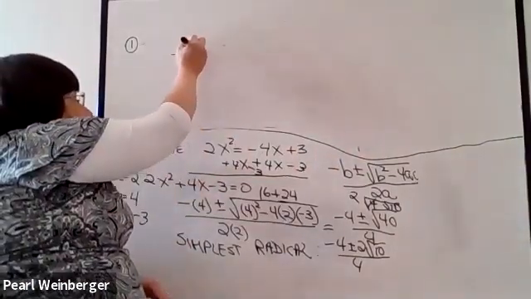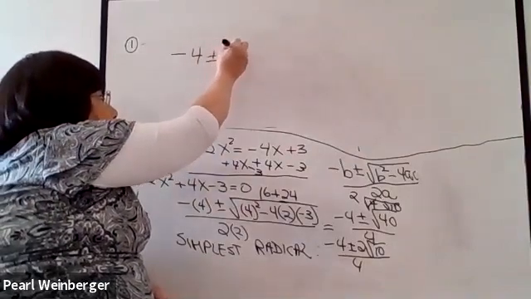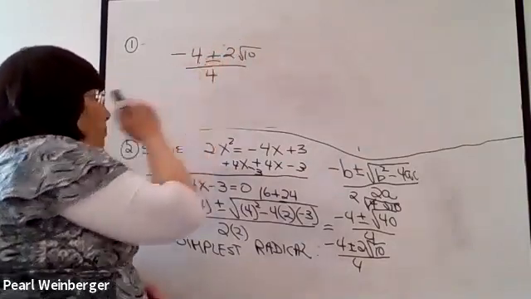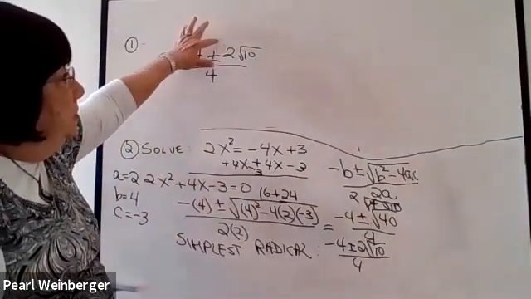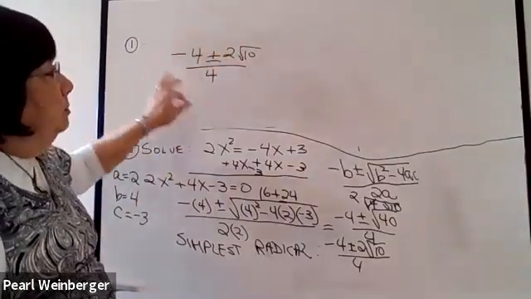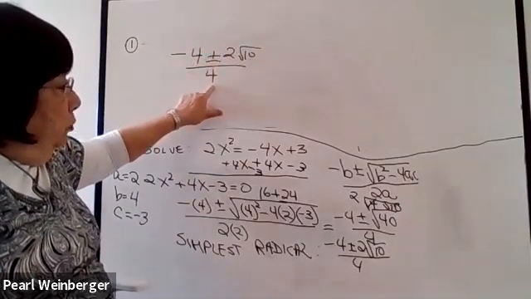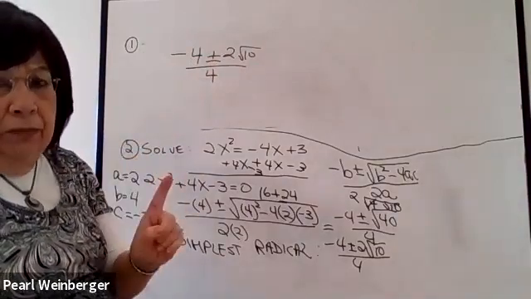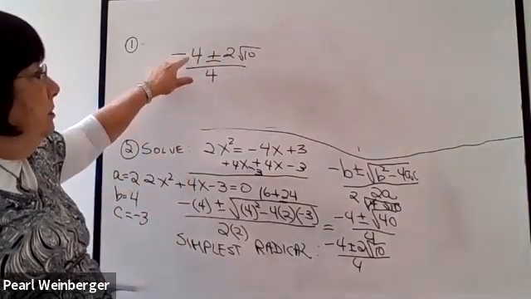So we have this answer, negative 4 plus or minus 2 radical 10 over 4. And we want to know, could we possibly reduce this? You can reduce an expression like this, where it's a binomial on top and one term on the bottom, if you can find any single number that goes into every single one of those three terms. So this is a 4.